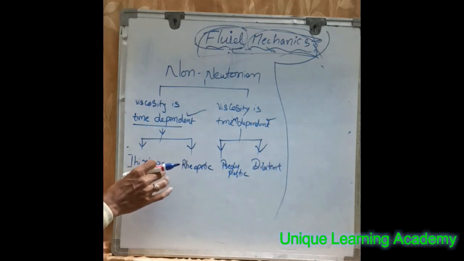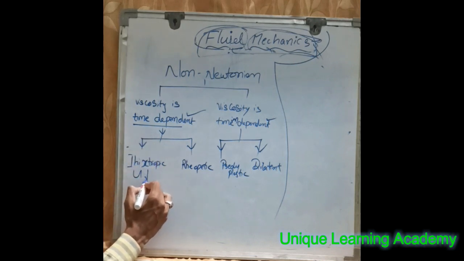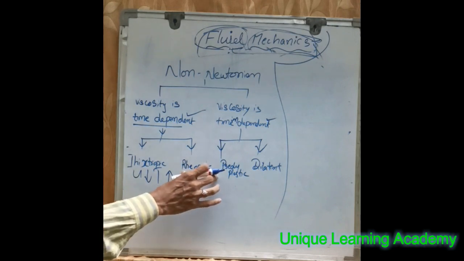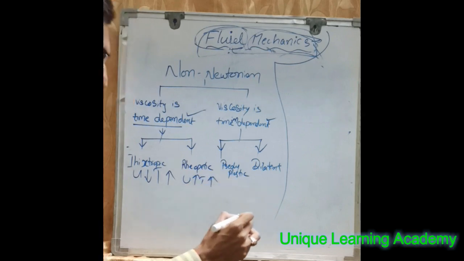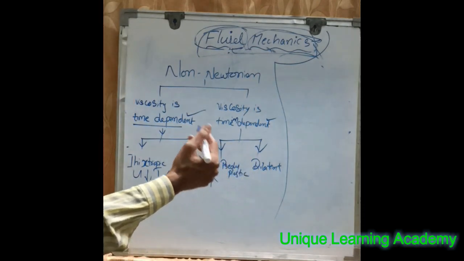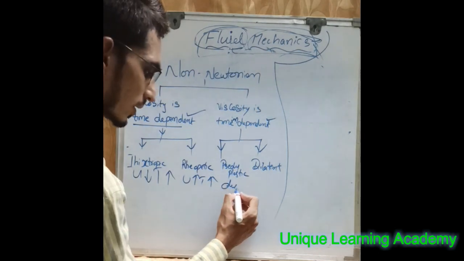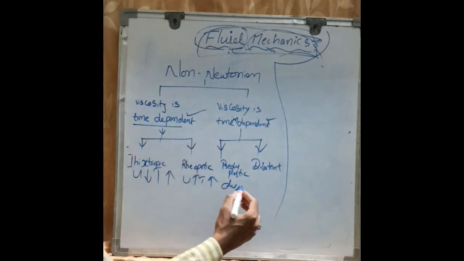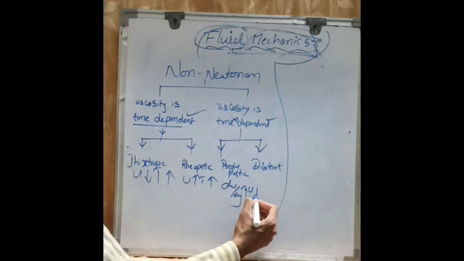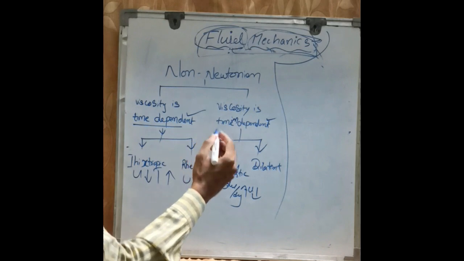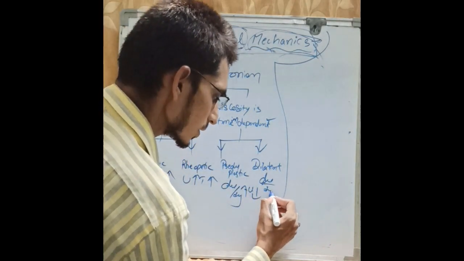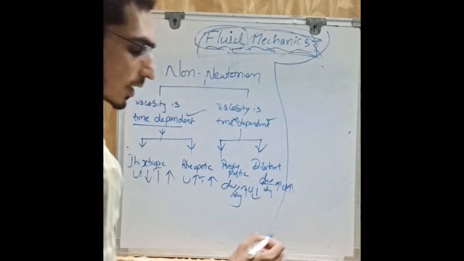In thixotropic, viscosity is reduced when time is increased. In rheopectic, viscosity is increased when time is increased. In pseudoplastic, du by dy, the velocity gradient, is increased when viscosity is reduced. And in dilatant, du by dy is increased with an increase in viscosity.